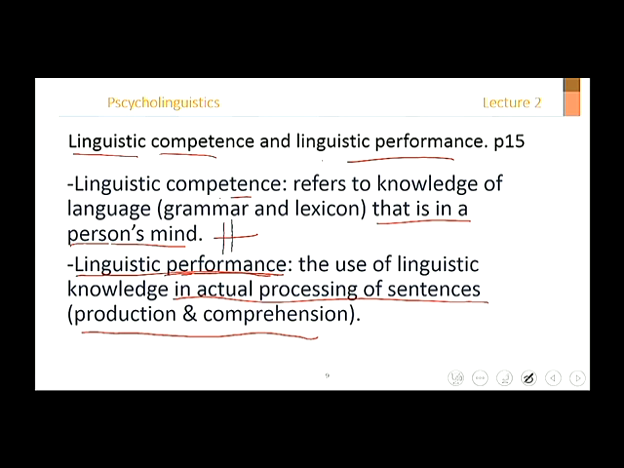Sometimes stress also affects your linguistic performance, even in Arabic. Sometimes when you are really, really tired, you make some funny mistakes in Arabic. And that's called linguistic performance. If you make mistakes in Arabic, that does not mean that you don't have knowledge of Arabic in your mind. You have knowledge of Arabic in your mind, but because you are tired or whatever, your performance is affected. So performance is the use of the linguistic knowledge in actual processing of sentences. When we say processing of sentences, it's either producing sentences or comprehension.